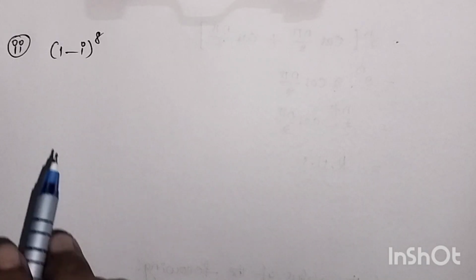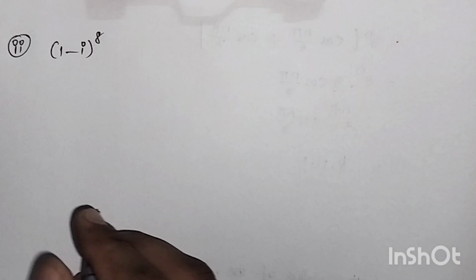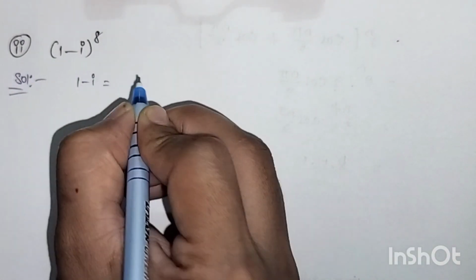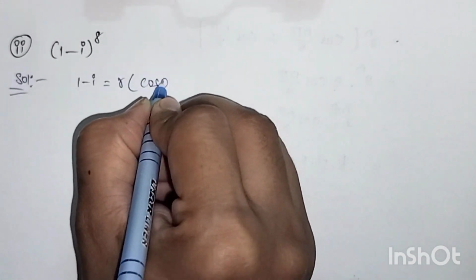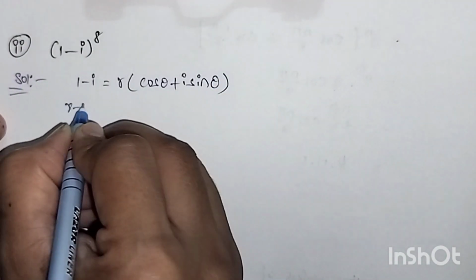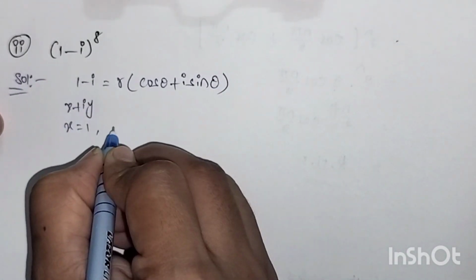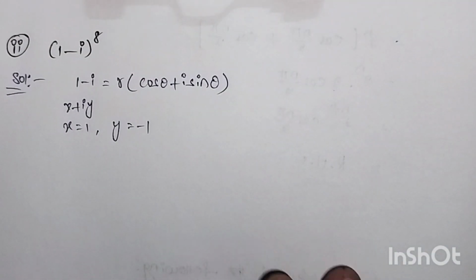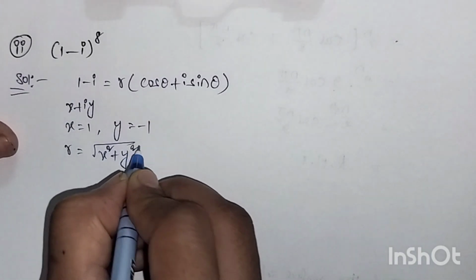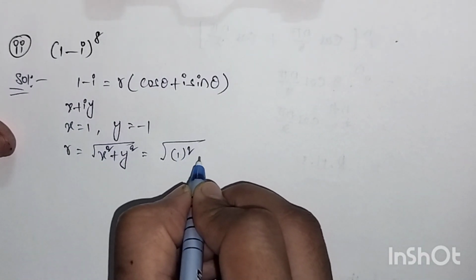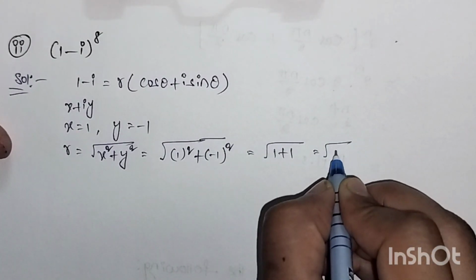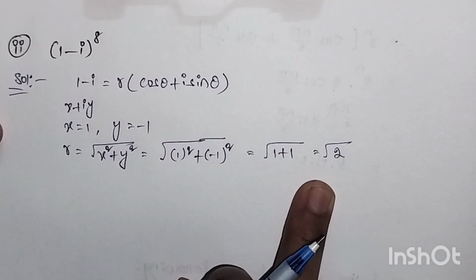Second problem: (1 minus i) whole to the power 8. Same process. Solution: 1 minus i equals r into cos theta plus i sin theta. Now this is in the form x plus iy. Here x equals 1, y equals minus 1. r equals root of x square plus y square, that equals 1 square plus minus 1 whole square, that equals 1 plus 1 equals root 2. So r equals root 2.